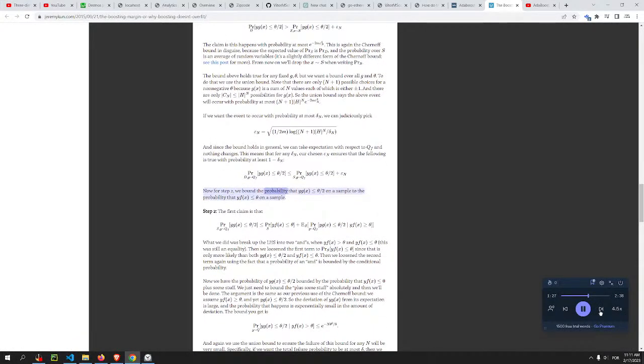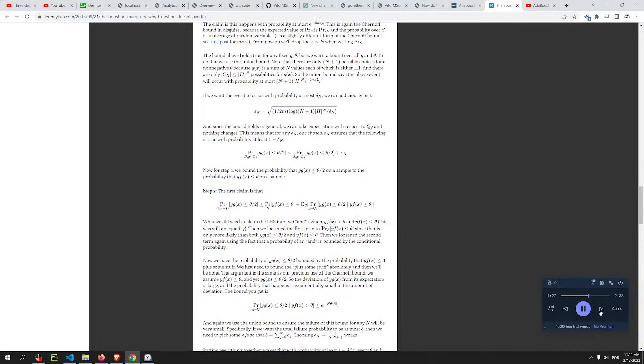Now for step 2, we bound the probability that yg(x) is less than or equal to theta/2 on a sample to the probability that yf(x) is less than or equal to theta. Step 2, the first claim is that Pr_S[g~Q_f, yg(x)].